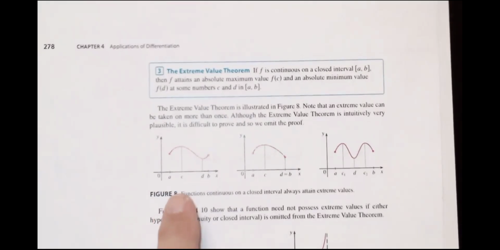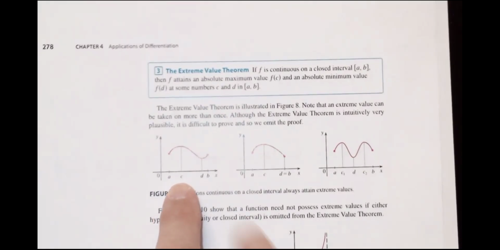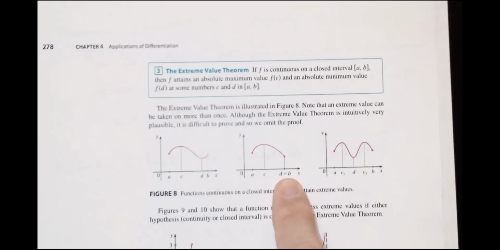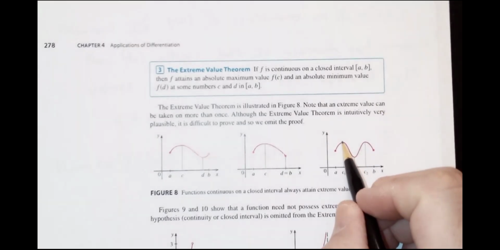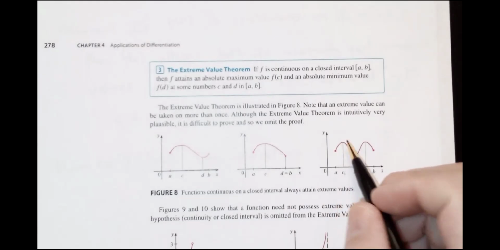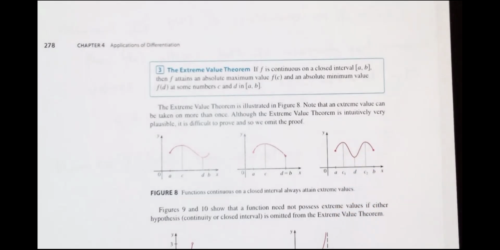Here's C, here's D, there's my maximum, there's my minimum. Here, D happens to be one of my endpoints. Here, there are two C values that are tied for the maximum. But if I were to take this point on my graph and draw a tangent line, what would you know about that tangent line?